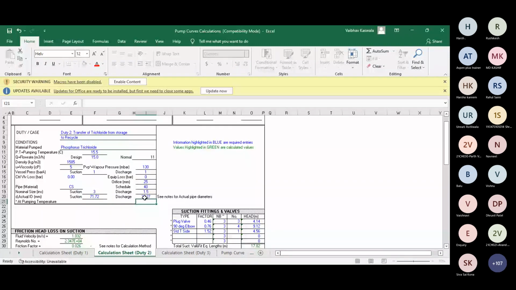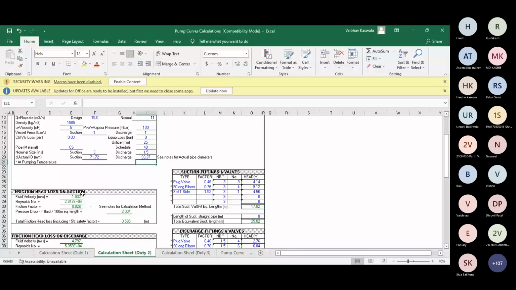Now what will happen? First of all, we will calculate the fluid velocity in the suction. The volumetric flow rate in meter cube per hour is equal to velocity multiplied by the area of the pipeline. So we can calculate the velocity as the volumetric flow rate divided by the area of the pipeline, because we have the 3 inch suction line, 71.72 being the suction line size. So I am getting the fluid velocity from that.